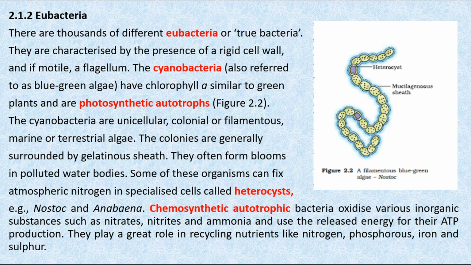Chemosynthetic autotrophic bacteria oxidize various inorganic substances such as nitrates, nitrites and ammonia and use the released energy for their ATP production. They play a great role in recycling nutrients like nitrogen, phosphorus, iron and sulfur.